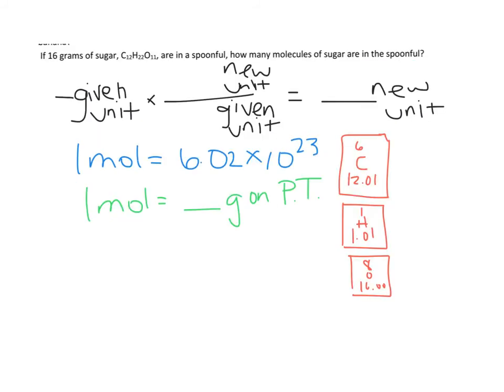All right, this last one that I'm going to go over with you guys is going to actually have us do a couple of conversions. Let's just read the question. It says, if 16 grams of sugar, so this is what we start with, that's our chemical formula for sugar, so this is what we're given, are in a spoonful. How many molecules of sugar, so that's what we need to find, that's going to be our new unit, are in this spoonful?